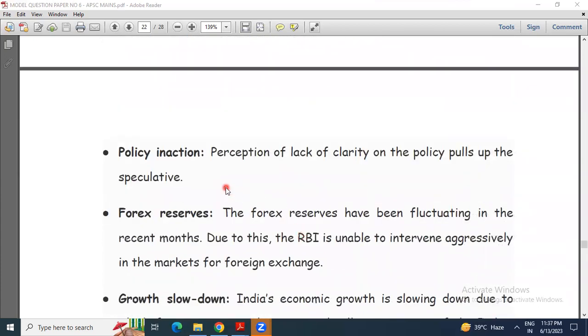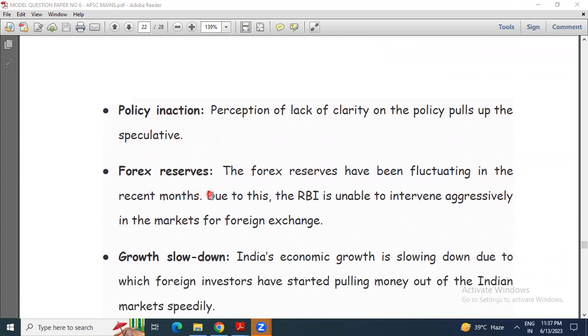Then policy inaction. The perception of lack of clarity on policy pulls up speculation. There may be an issue with policy, how the policy was made.